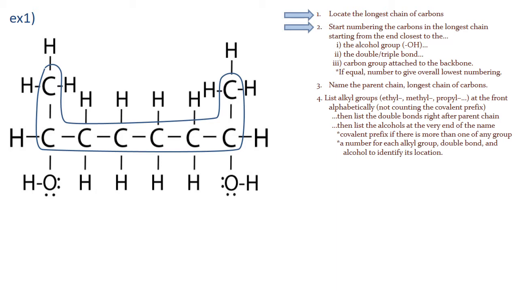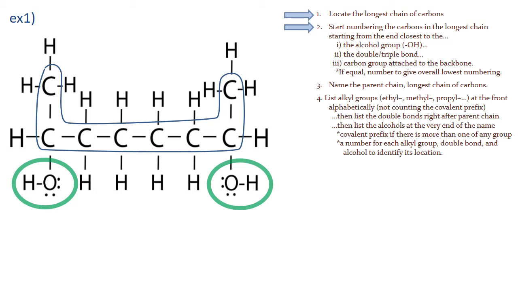Now I have to number those guys starting from the end closest to the alcohol. And if that's not present or it's a tie, then the double or triple bond. If that's not present or it's a tie, then I go to the alkyl group. But I do see I have 2 alcohols. I have 1 here and 1 here. I don't have anything else to worry about inside this molecule because I don't see any double bonds or alkyl groups after I circle that longest chain.